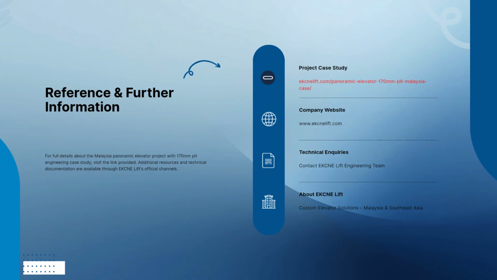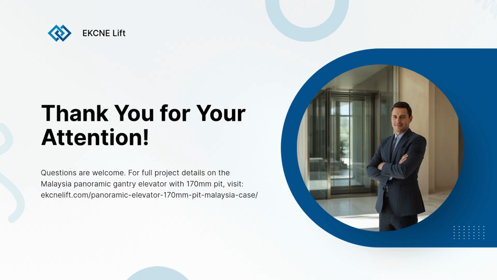In this case, the solution included a traction gantry panoramic elevator, a redesigned bottom frame for a 300mm pit, 450 kg load capacity, 0.4 m/s speed, adaptation to 220V power, custom top fixing brackets, self-lubricating guide shoes, PMS gearless motors, smart eco mode, ARD rescue, and one-touch emergency call.